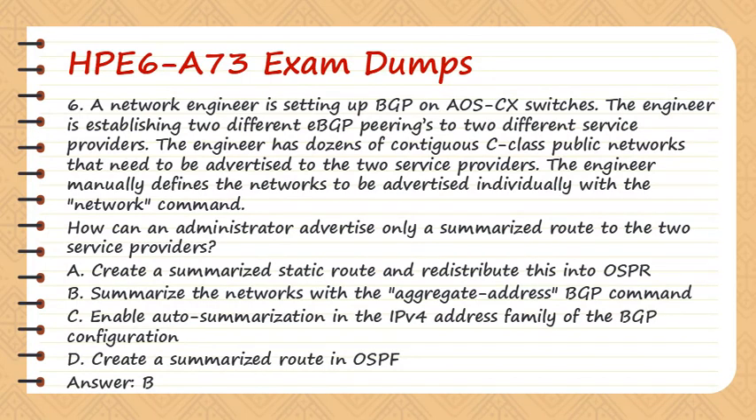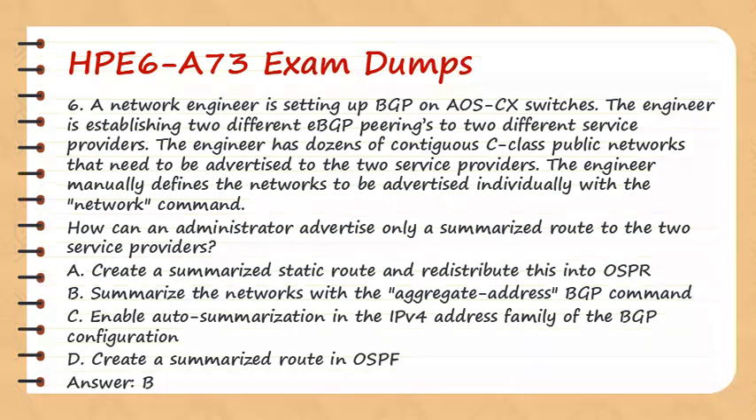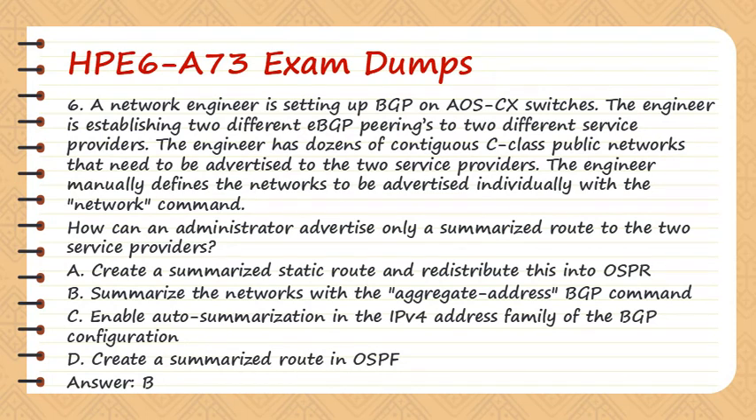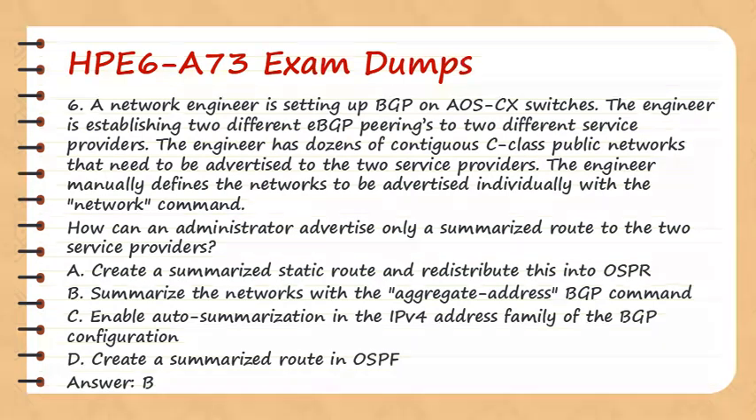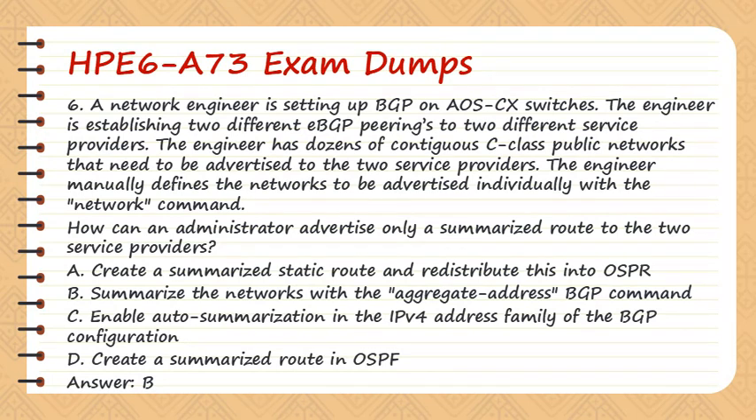A. Create a summarized static route and redistribute this into OSPF. B. Summarize the networks with the aggregate-address BGP command. C. Enable auto-summarization in the IPv4 address family of the BGP configuration. D. Create a summarized route in OSPF. Answer: B.